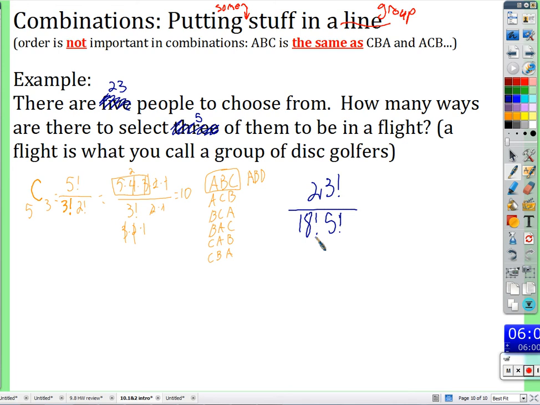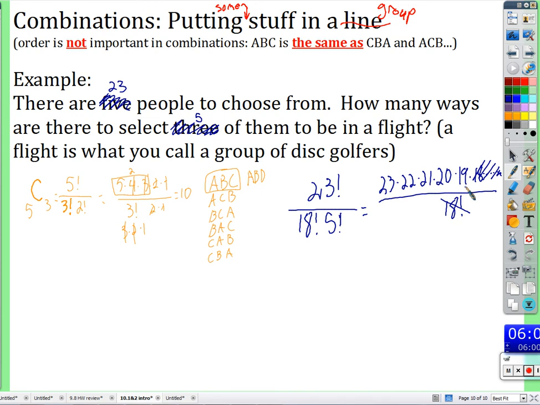We got 23 people, we want to put 5 of them in a group. So let's look at the 23 factorial and the 18 factorial. That's 23 times 22 times 21 times 20 times 19 times all the numbers before that, 18 and so on. Down here, this 18 factorial cancels out 18, 17, 16, 15, 14, all the way down to 1. That leaves us with 23 times 22 times 21 times 20 times 19, which is the number of ways to take 5 people out of 23 and put them in order.